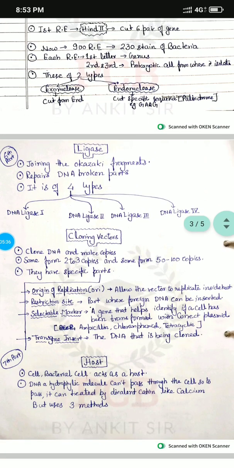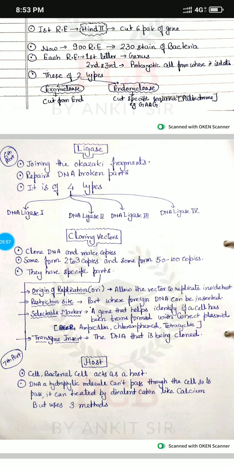The next part after restriction enzyme is ligase. Ligase is the glue joining the Okazaki fragments. It repairs the DNA broken parts and is of four types: DNA ligase 1, DNA ligase 2, DNA ligase 3, and DNA ligase 4.